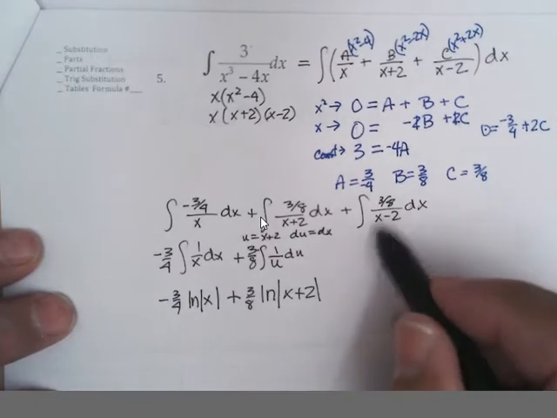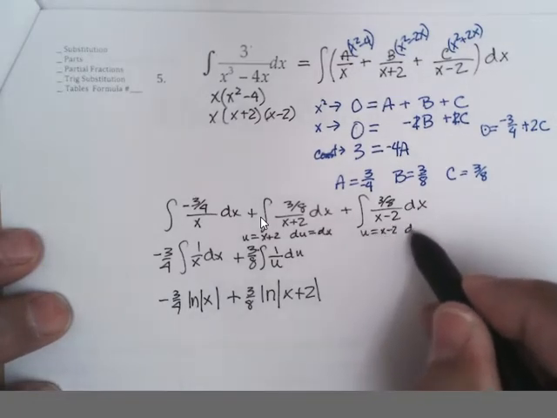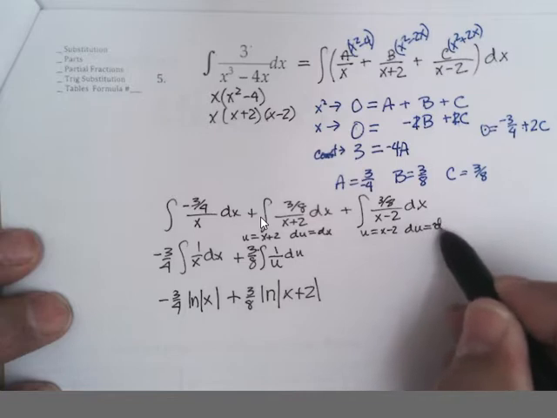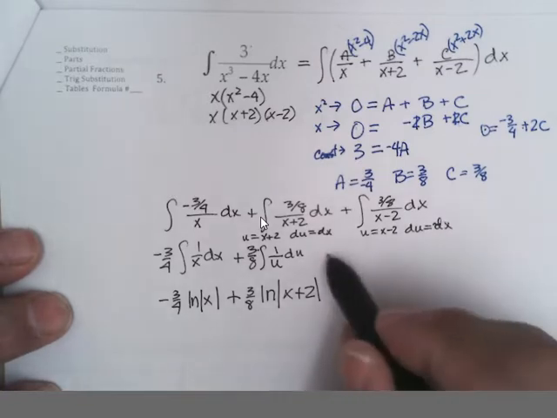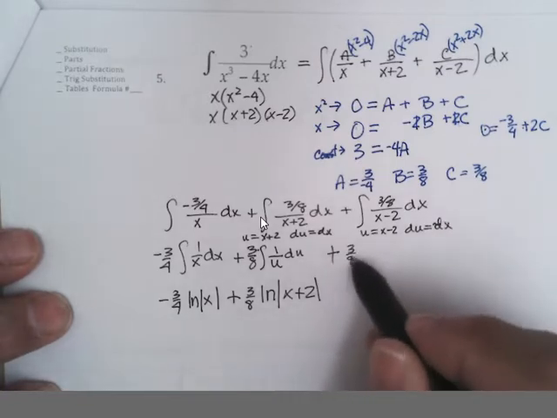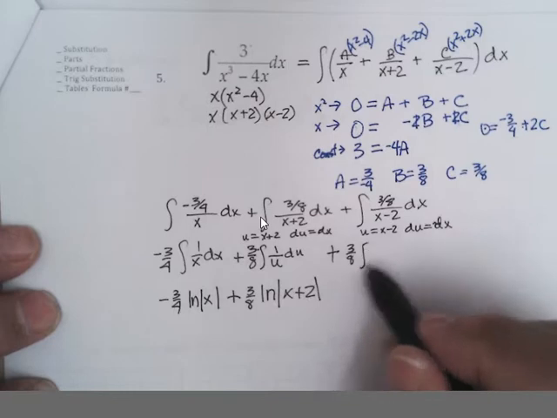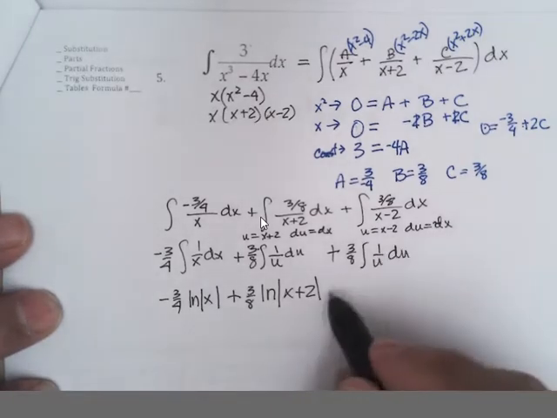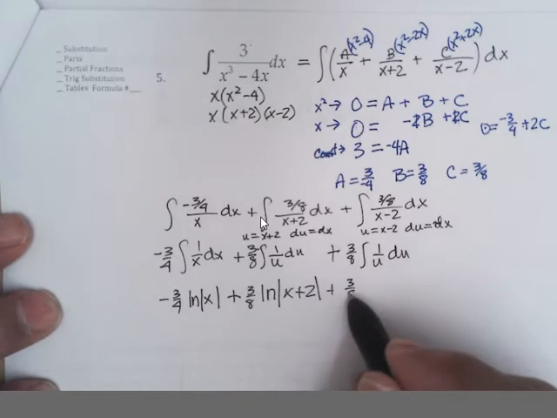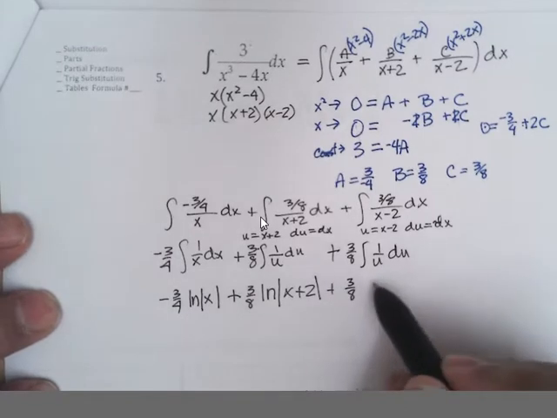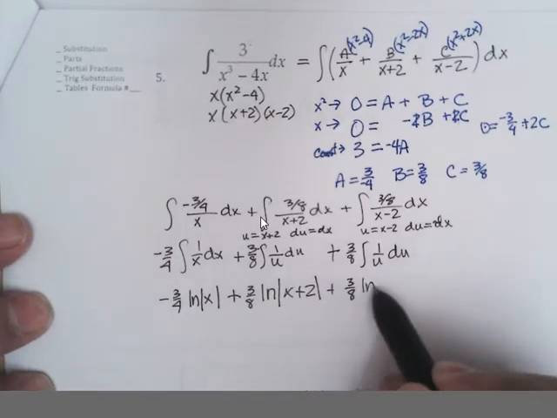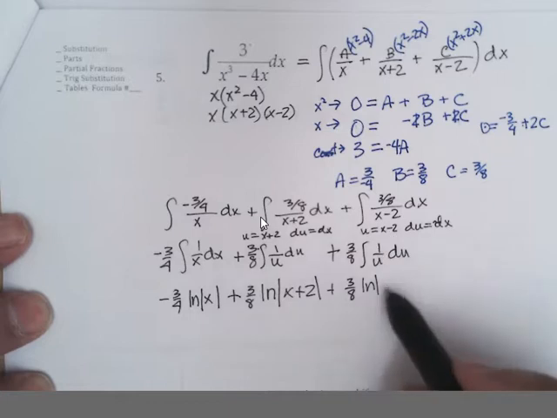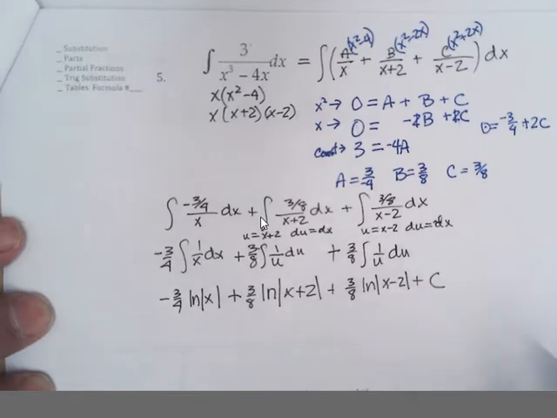And the same kind of thing here, if you let u equal x minus 2, du equals dx, and so this becomes 3/8 integral of 1 over u du. So it becomes plus 3/8 of ln absolute value of u, which was x minus 2, plus c.